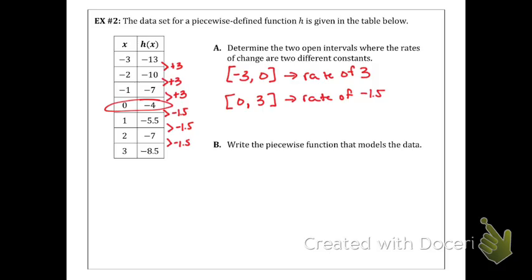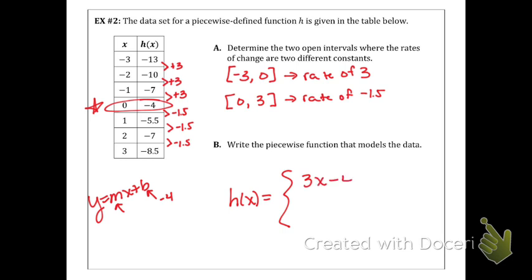All right, B wants us to write the piecewise defined functions that model the data. Now remember, this is the point they shared. That's the y-intercept. That's the b value because these are linear. So we know it's y equals mx plus b, where our rate is our m, and that y-intercept, the -4, is our b. It says function h, so I need to name it h of x. All right, so the first one we can see is 3x minus 4, and that's from -3 to 0.